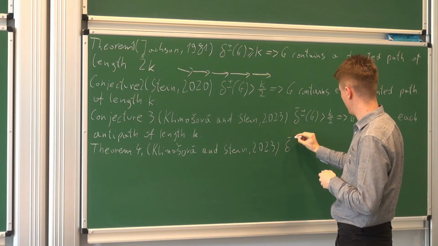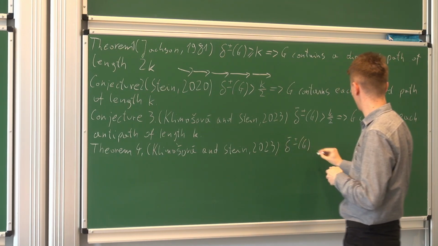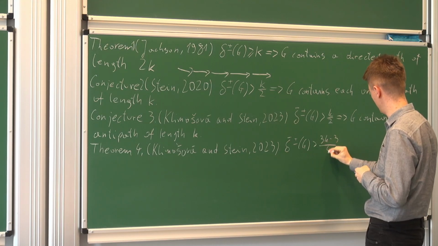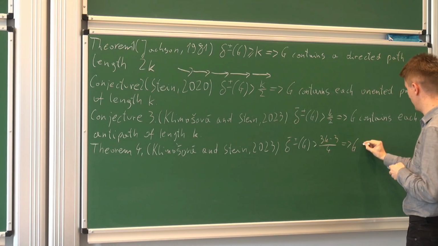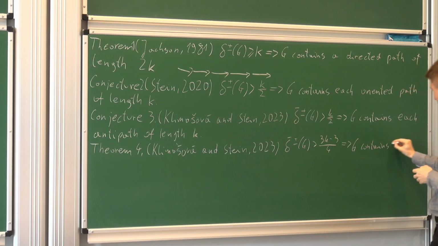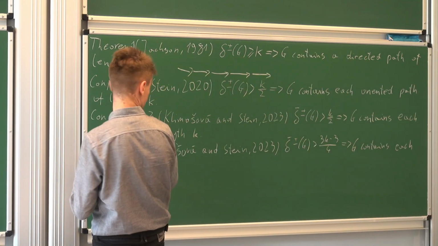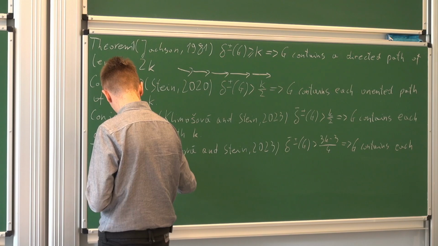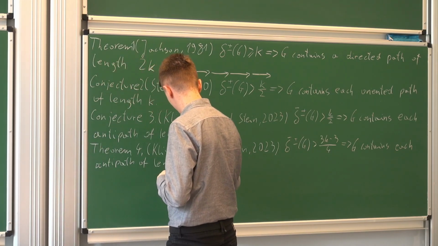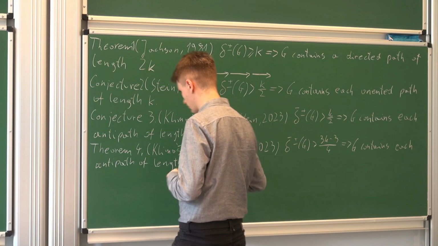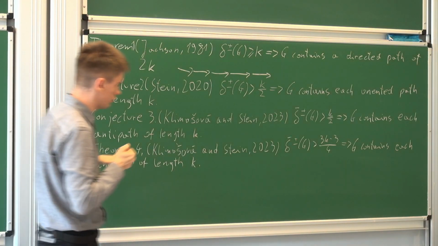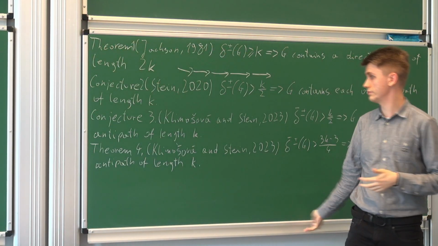Yes, the minimum pseudo semi-degree is greater than (3k-3)/4. Then G contains each antipath of length k. Okay, and to prove this theorem, we need three auxiliary lemmas.